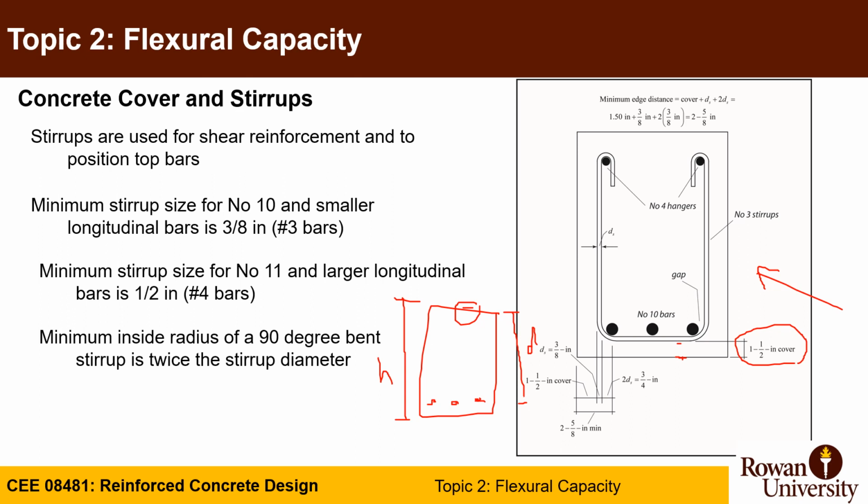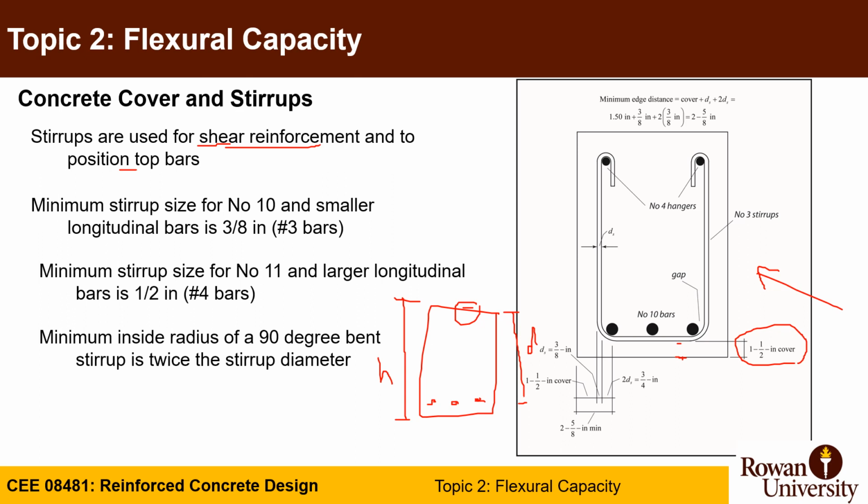We will learn a lot about stirrups in topic number 4, shear, but the stirrups' role is to resist shear, so it's mainly shear reinforcement, and also to position the top rebar here, as you can see. So in order to develop the cage, you always need at minimum 2 bars at the top side, so you can hang the stirrups.